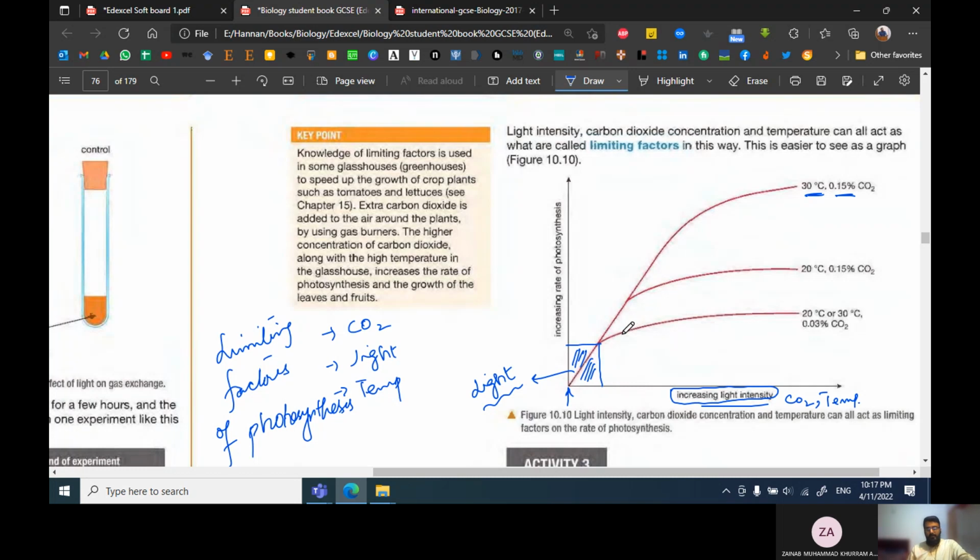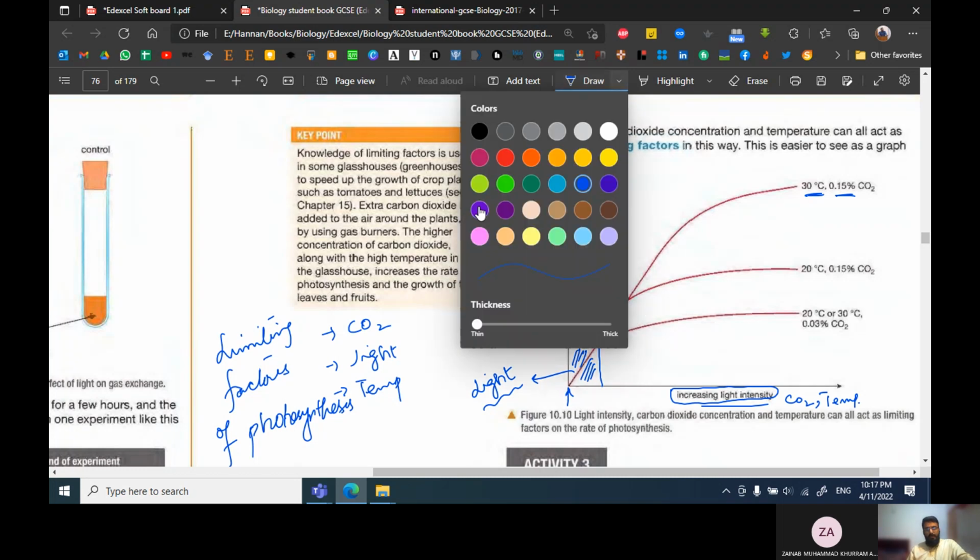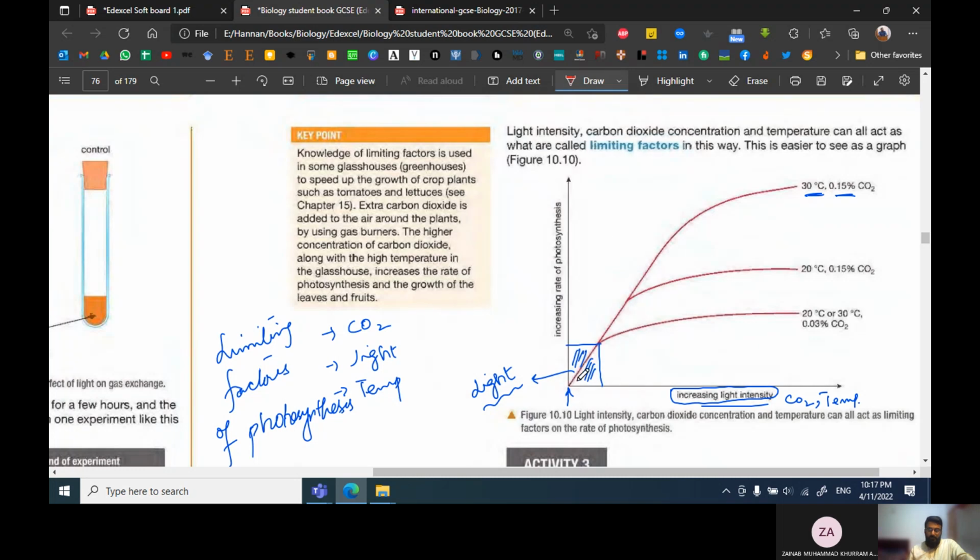So after this, just observe the graph. Once the graph has risen because of the increasing intensity of light, the light is increasing towards the right. But just look at the graph, now it has become constant. It is not increasing further. Not increasing further. What is the reason?